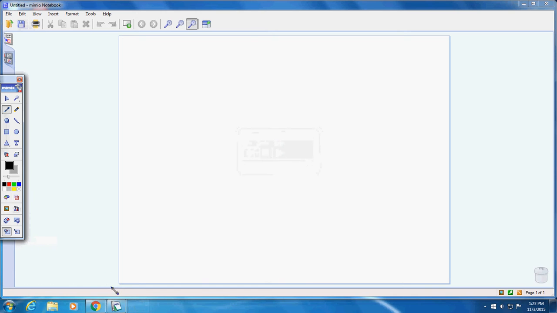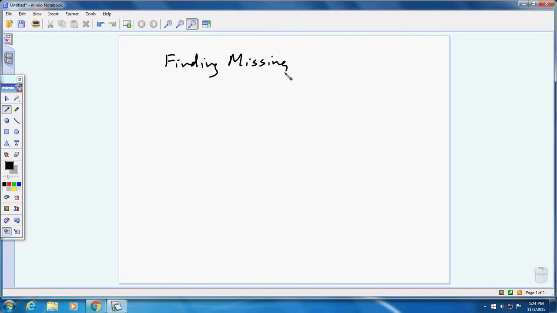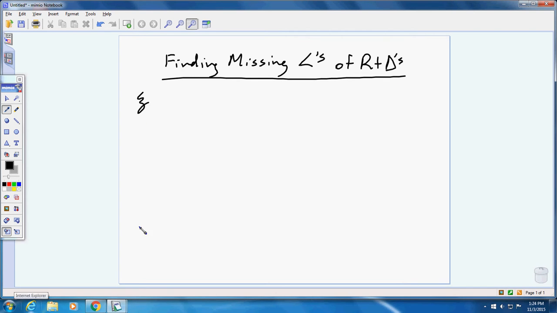Okay, grade 10. So we're going to do a little bit of review from grade 9, and it's going to be finding or solving missing angles. So we'll start with that, and then later this week we'll get into finding missing sides and solving the whole triangle. So finding missing angles of right triangles.